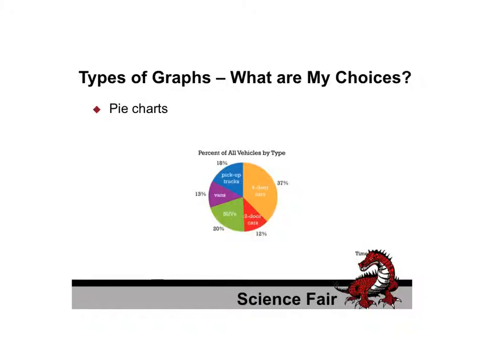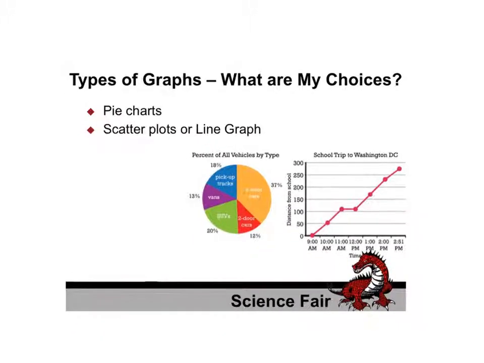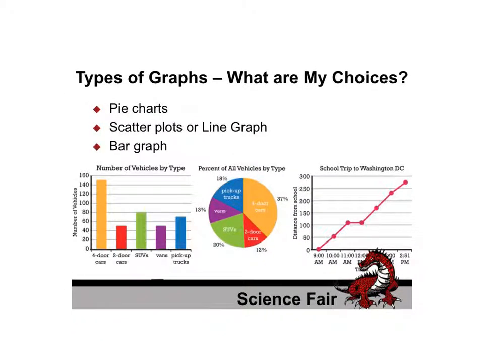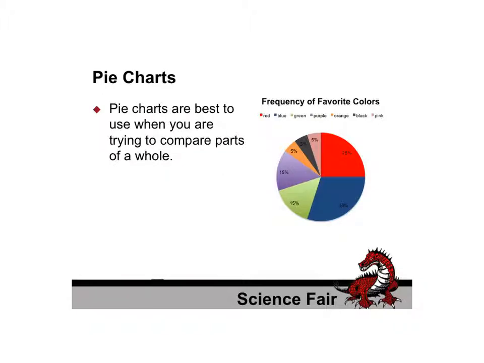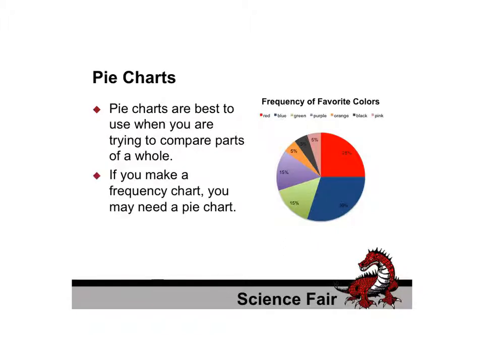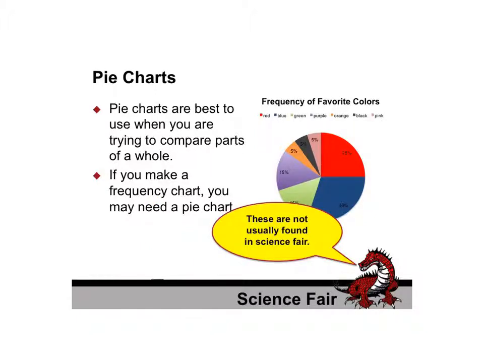Okay. All right, so your choices, the types of graphs, you've seen all these. You've got pie charts as a possibility. You've got scatter plots or line graphs that are a possibility. You've got bar graphs that are a possibility. Now, of these three, there are situations that would call for either one of these. Your pie charts are best when you're trying to compare the parts of a whole. All right, this is less common, honestly, in science fair. It's just not used that often. But when you do make a frequency chart with that qualitative data, you might need a pie chart. Okay. And like the dragon says, they're not usually found in science fair.